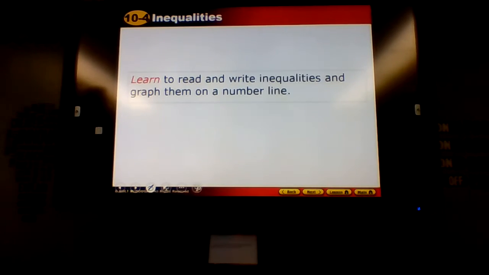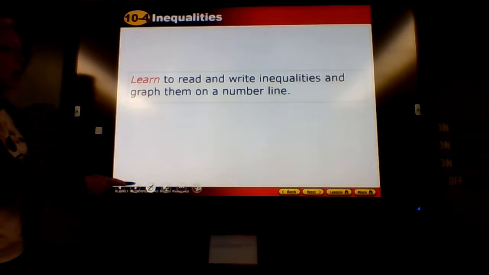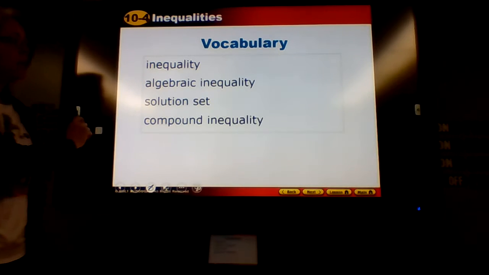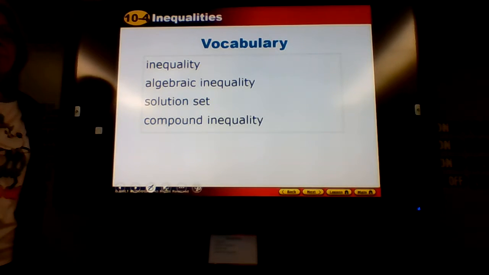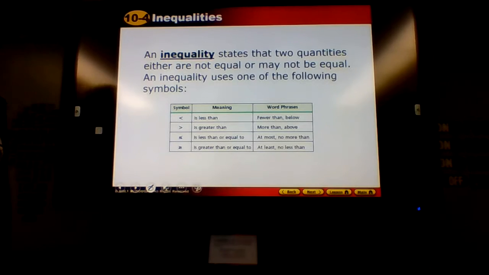So today we're going to learn to read and write inequalities and graph them on the number line. Here's our vocabulary: inequality, algebraic inequality, solution set, and compound inequality. So we'll just go through this vocabulary for you.